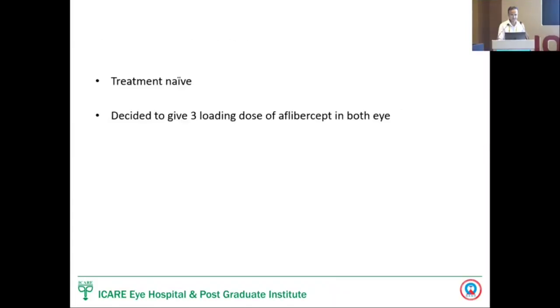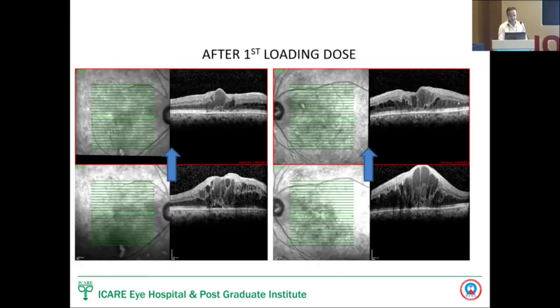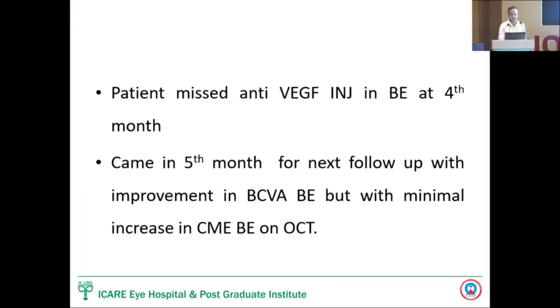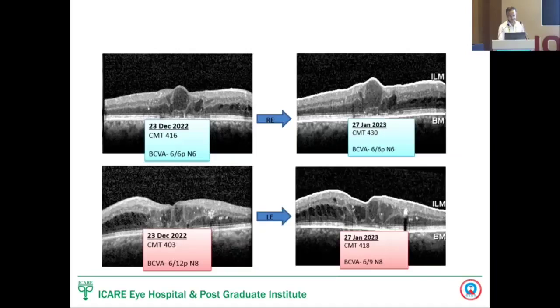The patient was treatment naive and decided to go with the 3 loading doses of aflibercept. So this was the first loading dose. After 3 loading doses, there was still edema, and I advised the 4th injection, but BCVA improved to 6/6 N6 in the right eye and 6/12 N8 in the left eye. The patient missed the anti-VEGF in both eyes at the 4th month, but came in the 5th month for the next follow-up with improvement in BCVA in both eyes, but minimal increase in CME.